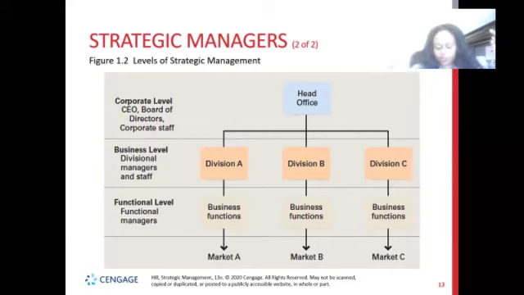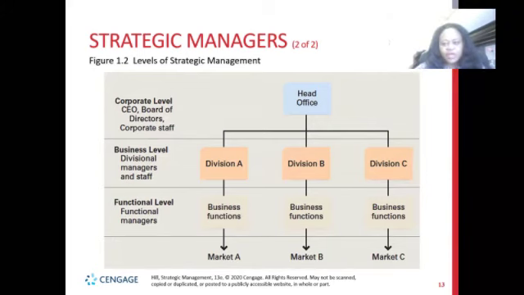At the corporate level, of course, you'll have your CEO, your board of directors, and your corporate staff, those in charge of developing and overseeing strategy. Then at your business level, the general managers are responsible for developing strategy for their specific business unit, but then also implementing the overall strategy for the firm.